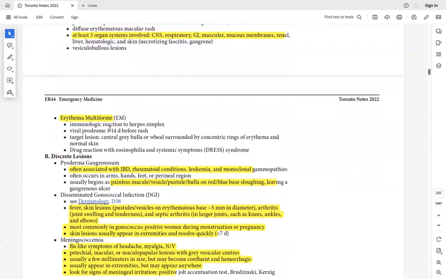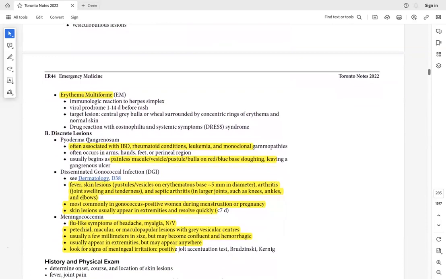Erythema multiforme is due to herpes simplex, viral. There will be a viral prodrome, a history of any viral infection 1 to 14 days before the rash. And these are big rashes in the body, circle-like rashes. All of these are derma, so you need to look at the pictures. Just search on Google and see what they look like.